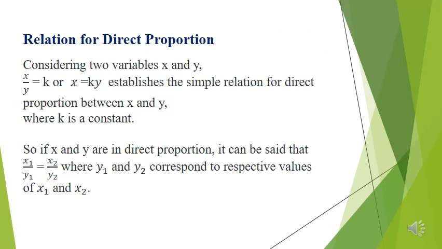Students, as we discussed the proportionality constant, we show it by x upon y. When we find the value of the constant, we have to divide variable x by y. We can also write x1 by y1 equal to x2 by y2, where y1 and y2 correspond to the respective values for x1 and x2.